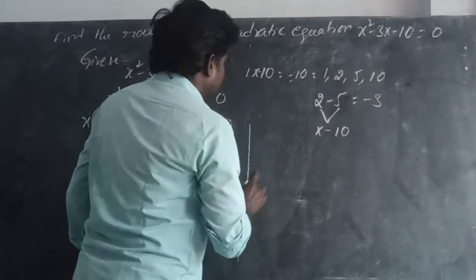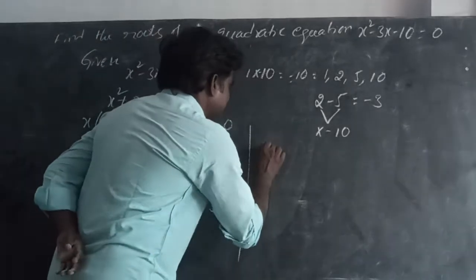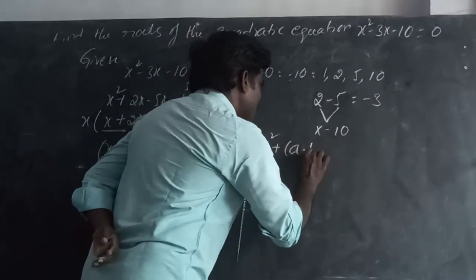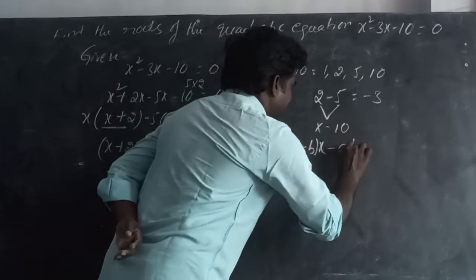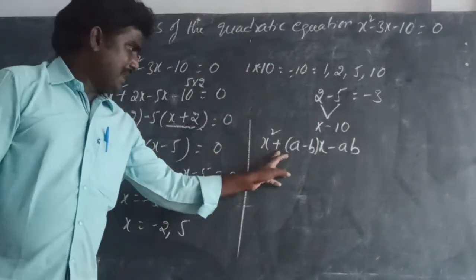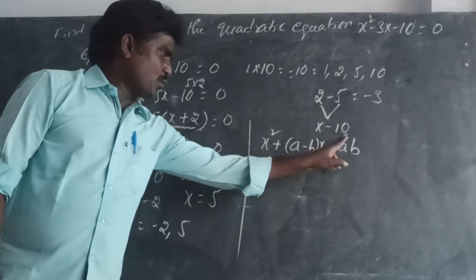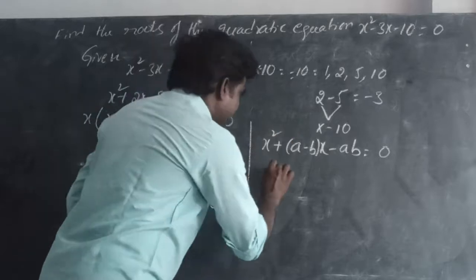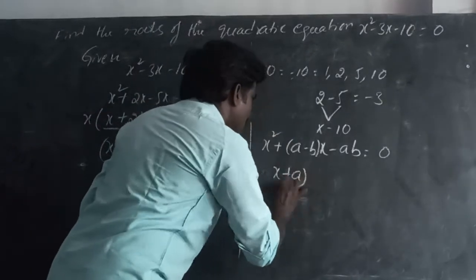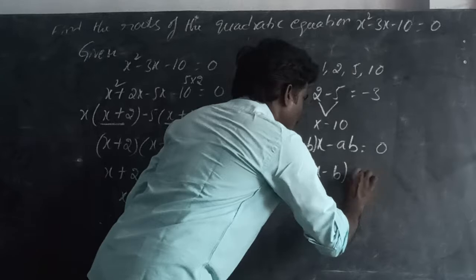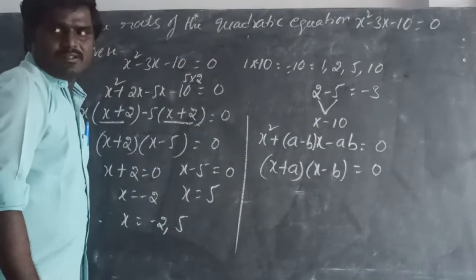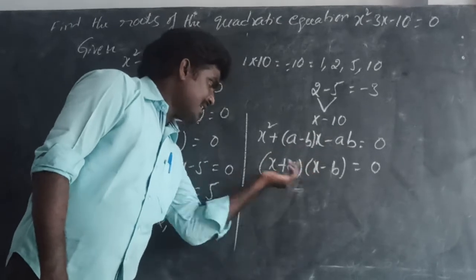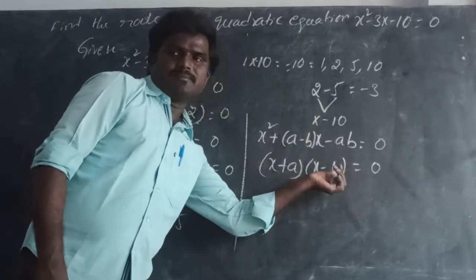So how can we write it? x square plus (a minus b) into x minus ab is equal to 0. For this equation, we write the factors, that is (x plus a) into (x minus b) is equal to 0. So this expression has the factors x plus a into x minus b.